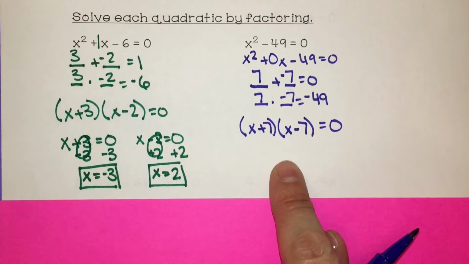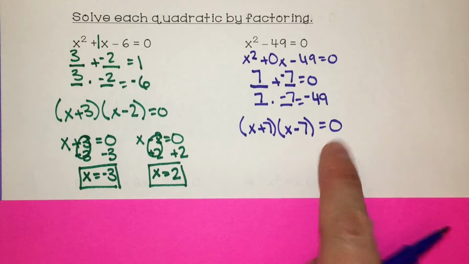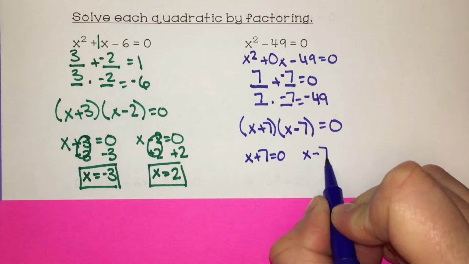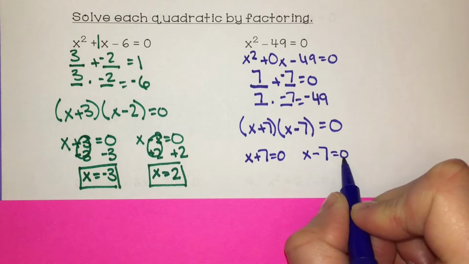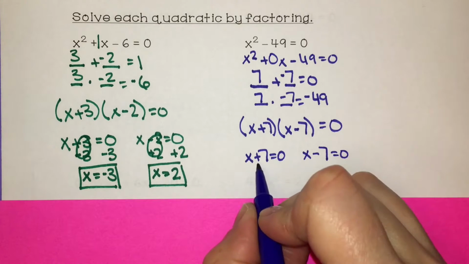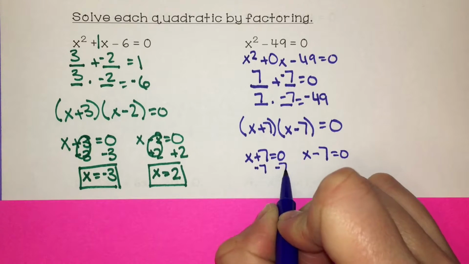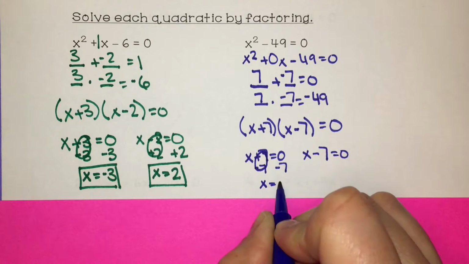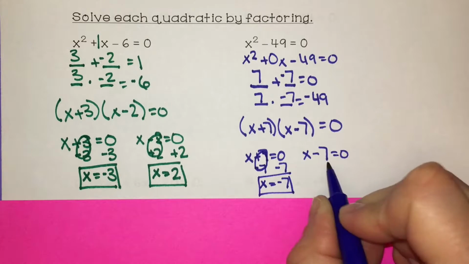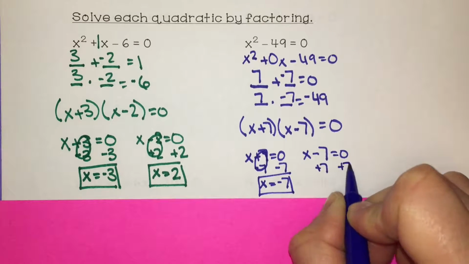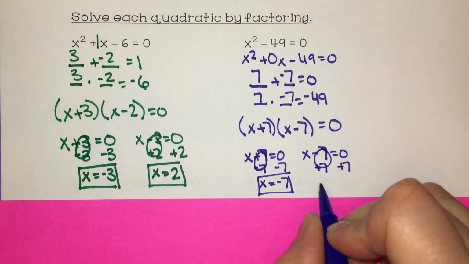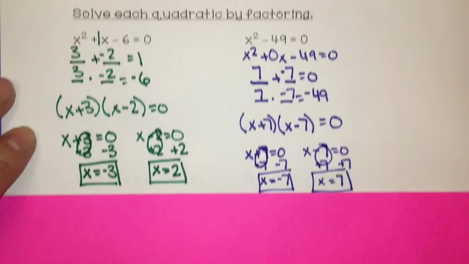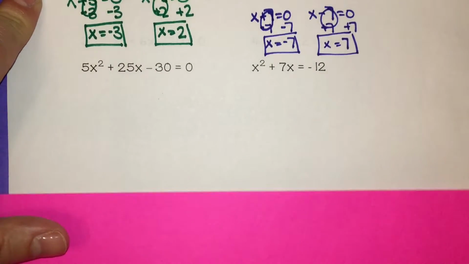Now we're going to solve each parenthesis, set each one equal to 0. X plus 7 equals 0, and x minus 7 equals 0. You have to set them each individually equal to 0. Now solve for x. To get x by itself, I'm going to subtract 7 on both sides. 7 minus 7 is 0, so x equals -7. And over here, add 7 to both sides. -7 plus 7 is 0, so x equals +7. So those are our two solutions. Because it's x squared, you will get two solutions.